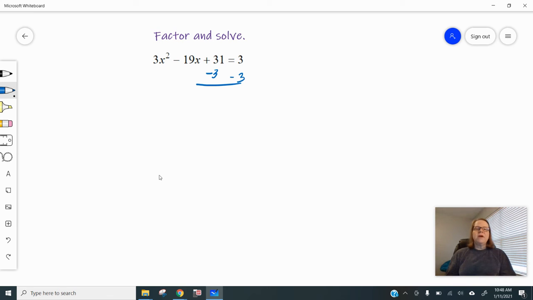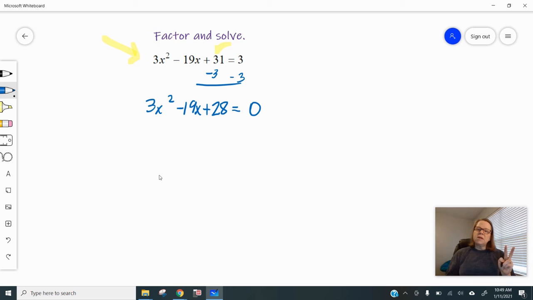So if I subtract 3, I have to subtract 3 from the other number on this side of the equation, and that's the 31. So that's why the minus 3 goes there. So 31 minus 3 is 28. 3 minus 3 is 0. And now I can bring the rest down. So 3x squared minus 19x, and this is a positive 28. All right, so step 1 is done.